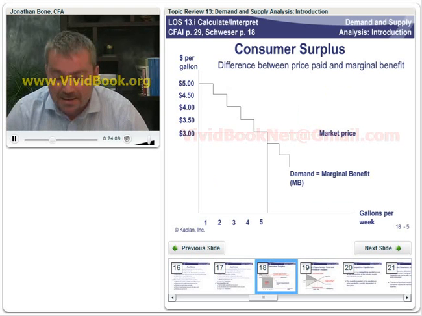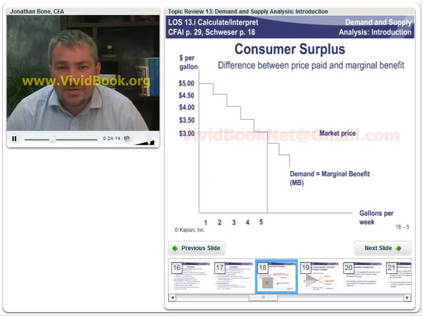Good. Our next LOS asks us to calculate and interpret consumer surplus and producer surplus. Now, remember, the equilibrium of supply and demand sets the market price. Now, for certain consumers, they would have been willing to pay a higher price. And the difference between the price that they were willing to pay and the market price is known as consumer surplus. So you can see in our example here, one unit would have been sold with a price of $5. But actually the market price is only $3, so that consumer would receive a surplus of $2.